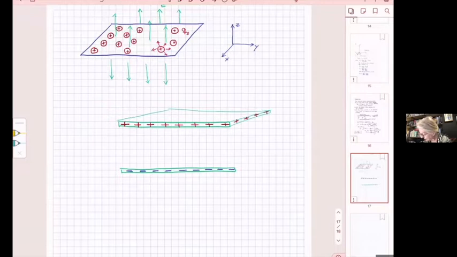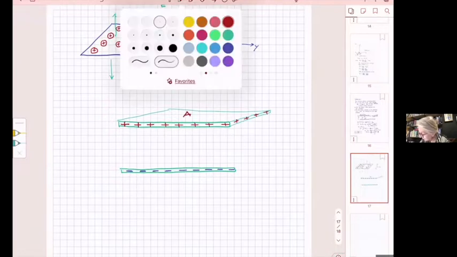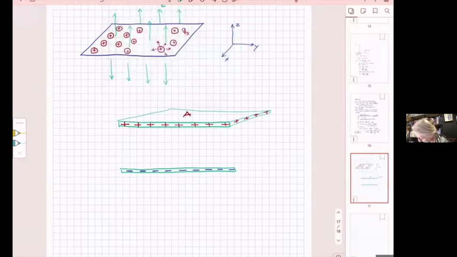So this is going to have an area A up here. And then we take exactly the same piece of the infinite charge plane with the negative charges, and we'll have the same area, also A. So the negative charges will be everywhere there, equally distributed.